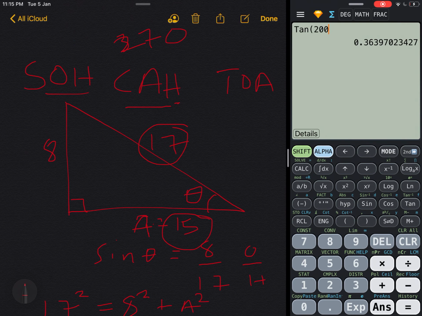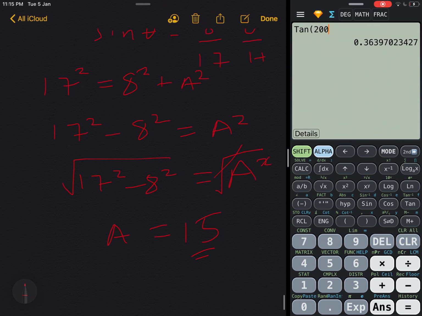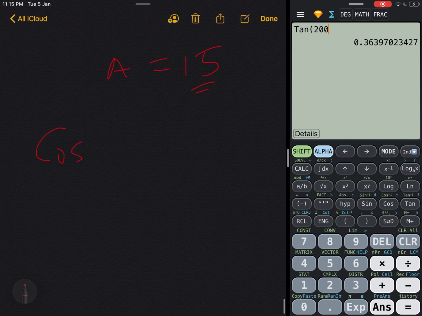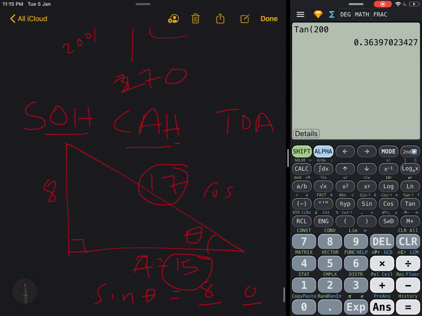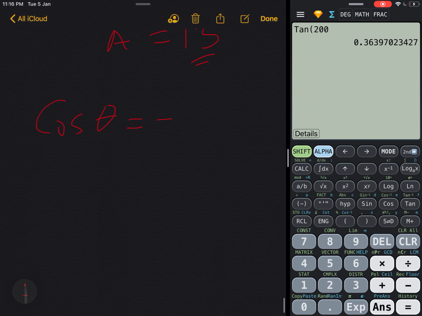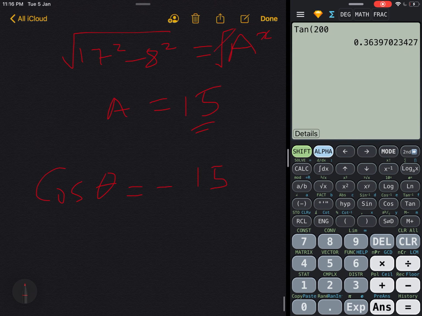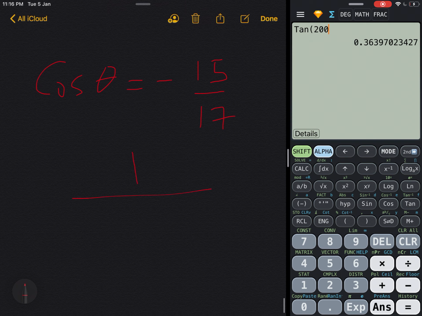So our answer is going to be cos theta, which should be a negative answer, negative 15, CAH, which is adjacent, which is 15, over hypotenuse, which is 17. And there we have it. Now we can make our substitution. 1 over, instead of cos theta, I can write negative 15 over 17, plus 1.